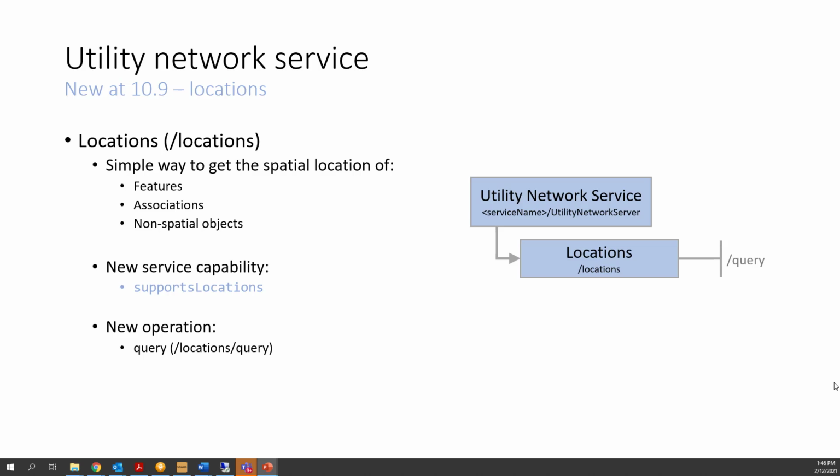The locations family resource basically is providing you with a mechanism to allow you to understand or obtain the spatial location of either features, associations, or non-spatial objects. If you're querying the locations of non-spatial objects, it will give you a synthesized geometry representing the features upon which those non-spatial objects are contained within or connected to, the derived geometry. The same thing with associations. It allows you to visualize the association through this API.